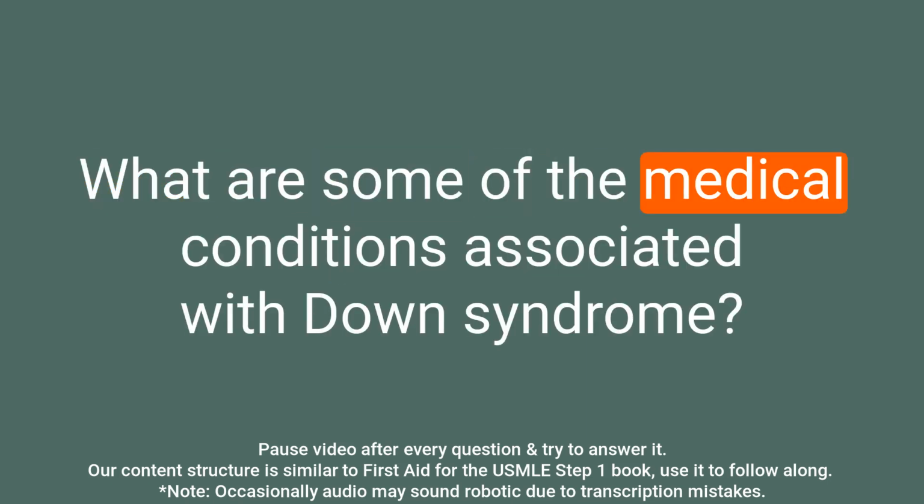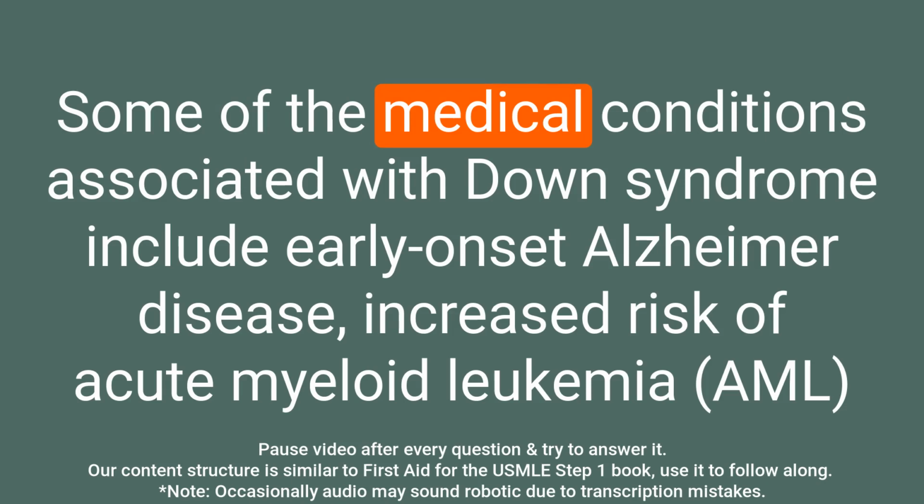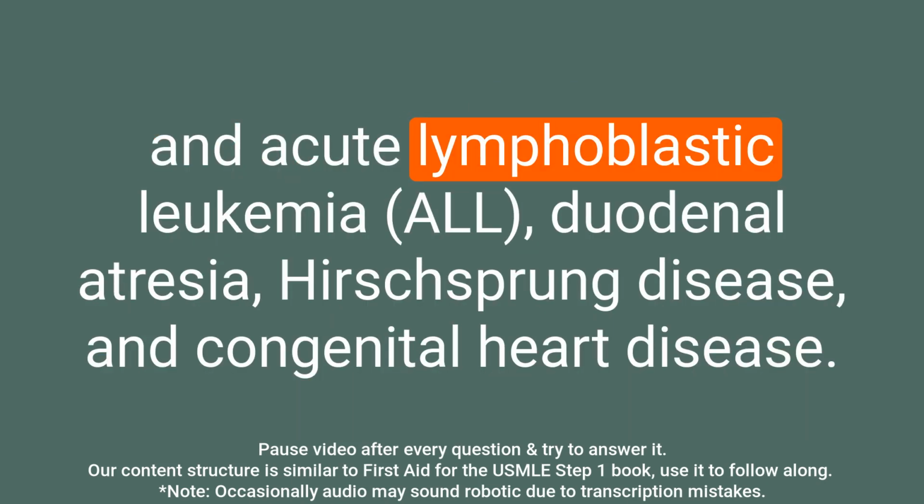Question: What are some of the medical conditions associated with Down syndrome? Answer: Some of the medical conditions associated with Down syndrome include early-onset Alzheimer disease, increased risk of acute myeloid leukemia and acute lymphoblastic leukemia, duodenal atresia, Hirschsprung disease, and congenital heart disease.